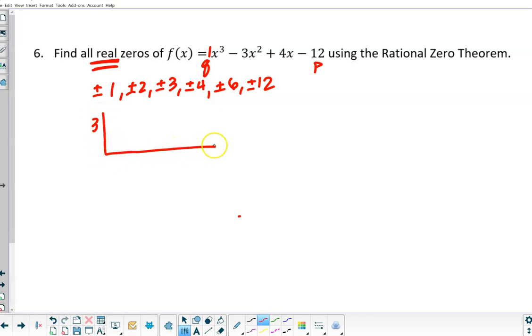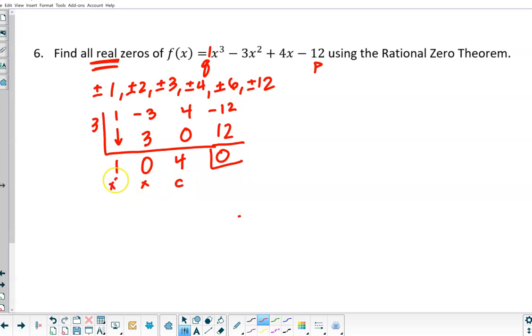So I'm going to do my synthetic division, 1, -3, 4, and -12. I'm going to bring down the 1 and then multiply by 3, which gives me 3, and when I add, I get 0. Add, we get 4, multiply by 3, we get 12. So that gives me a remainder of 0. So I know that 3 is one of my zeros. So this is my constant, my x, and my x squared.